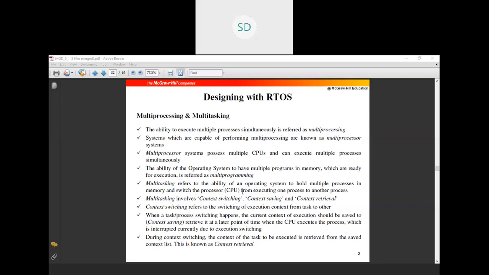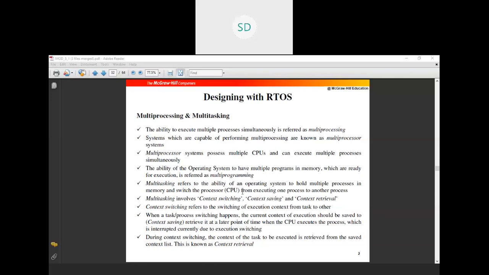Multitasking basically involves context switching, context saving, and context retrieval. Context switching: as I told you, in multitasking we have a single processor CPU, so we have to switch from task to task. Obviously, when switching from one task to another, certain registers or certain data have to be stored. That process is known as context switching, and storing such data is known as context saving.